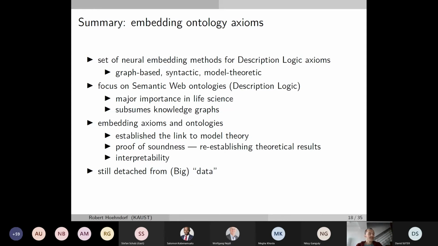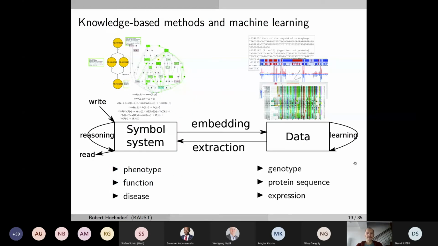But this is now only a way to embed the ontology axioms, but I have not talked about data or combining this with any biomedical data so far. So the second part, and before I go to how to put it all together, I'll show you the second part of this neurosymbolic cycle, and this is the extraction part.